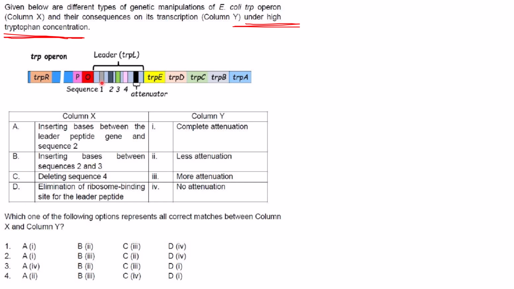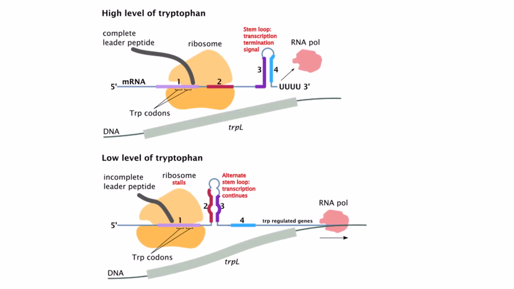So this is the tryptophan operon: promoter, operator, leader sequence, attenuator 1, 2, 3, 4, E, D, C, B. That is correct with regards to the tryptophan operon. The figure has not changed. Which of the following options represent correct matches between column X and Y? Before coming to the question, I will tell you what is happening at high and low levels of tryptophan. What is this attenuation? The attenuator is located in the leader sequence in the mRNA transcribed from the tryptophan operon. You all know that, and it has 4 regions, 1, 2, 3 and 4.